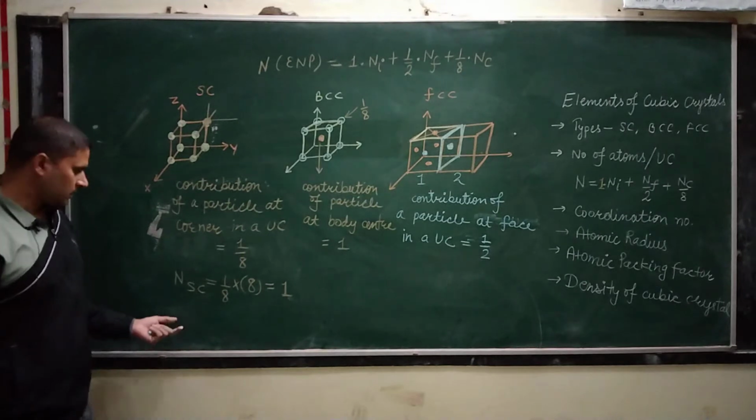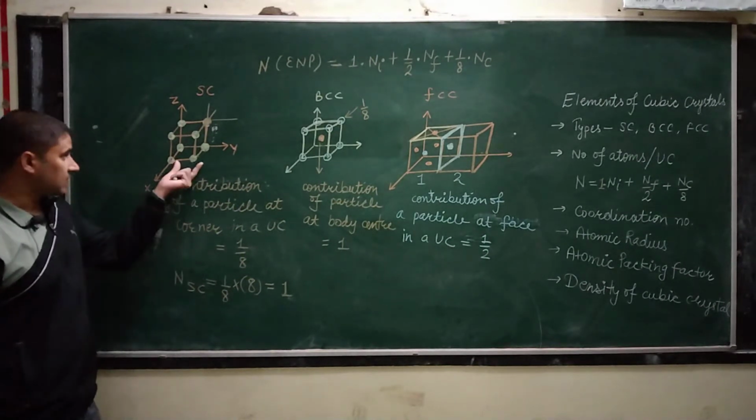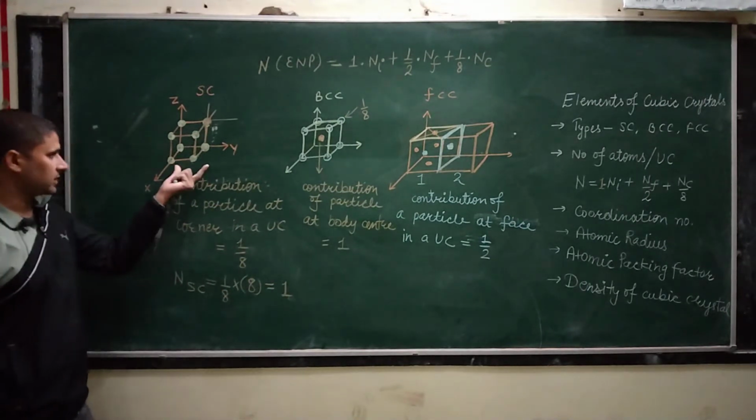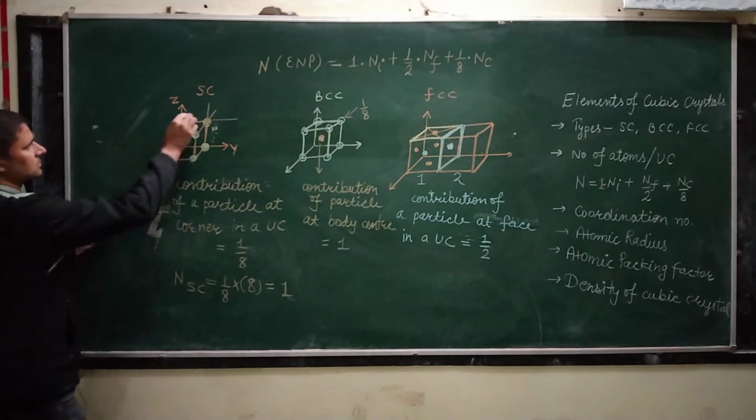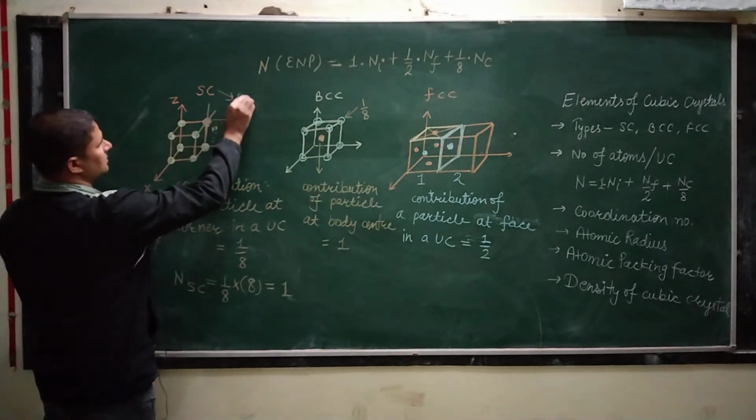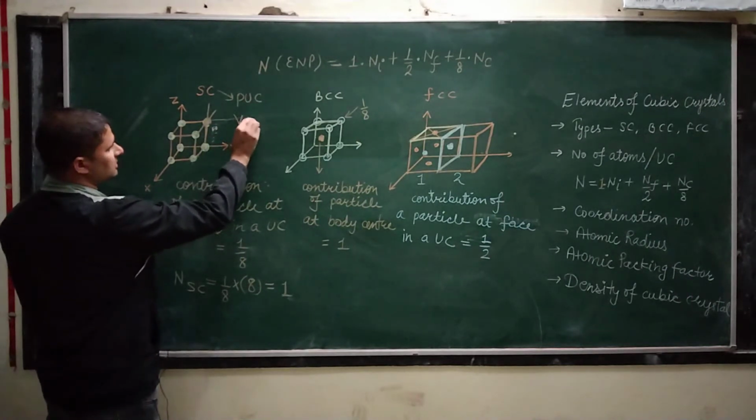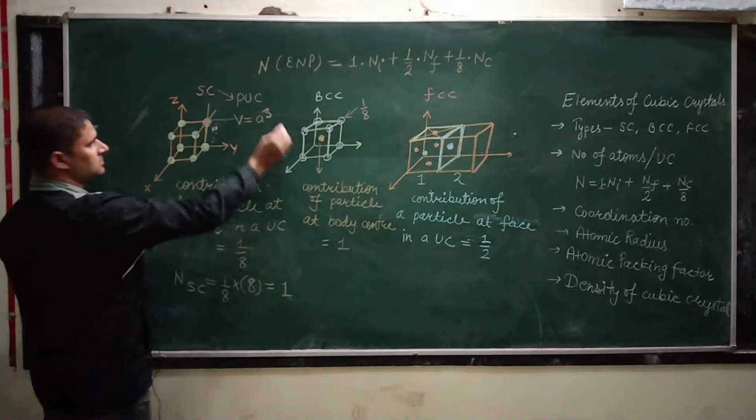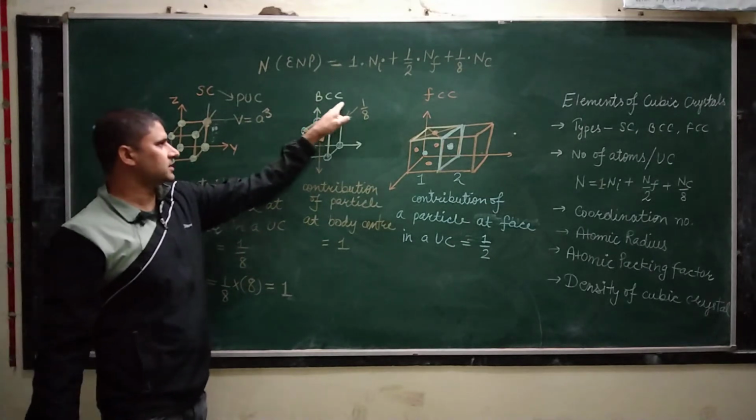Clear class? Here you can see the effective number of particles in the simple cubic is 1, so that's why this is a primitive unit cell. I am writing here the simple cubic, this is a primitive unit cell, and the volume of the primitive unit cell is a cube. You have done this in the previous lecture.